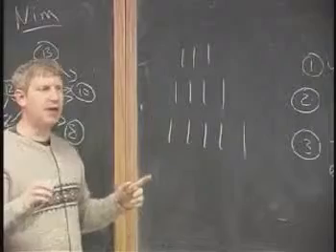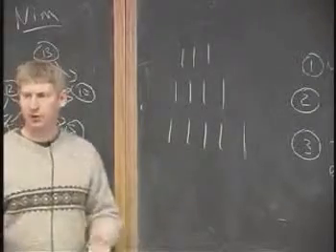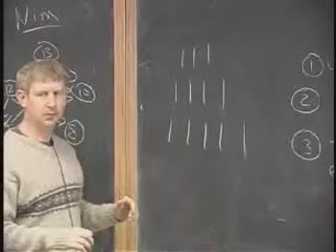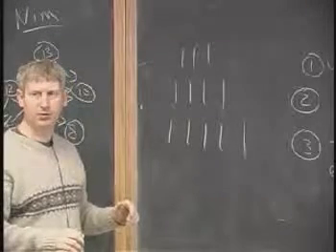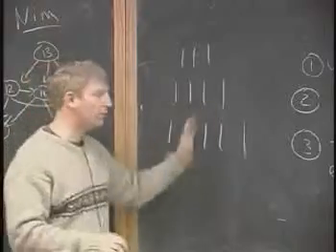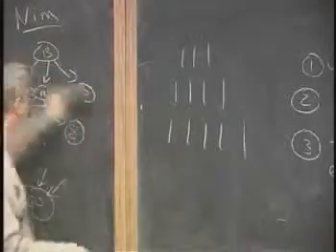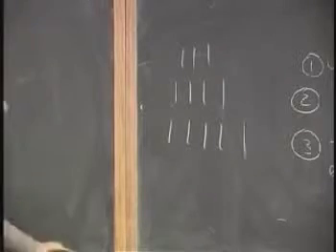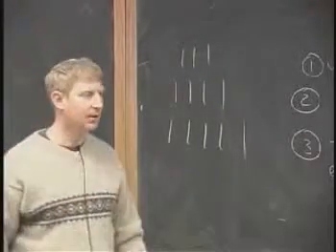Same game, except that now you can take as many sticks as you want when it's your turn, but you have to stick to one row. Everybody understand the rules? You can take as many sticks as you want as long as they're all from one row. No, you have to take at least one. You can't pass. Take the last stick.